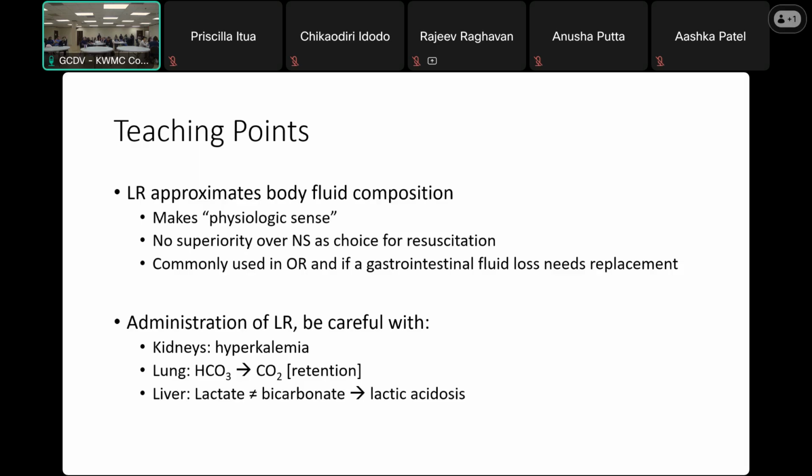That being said, with LR you also have to be a little bit careful because it does have potassium in it. Someone who's not making any urine, again, we want to try and avoid giving them any potassium because they're not going to be able to get rid of it. And then the lungs we talked a little bit about, and then the liver, the big one is that if you have cirrhosis, lactate is good for most people who have a normal liver, but lactate is a bicarbonate equivalent. And if you don't have a liver, it's just going to sit around and cause lactic acidosis.